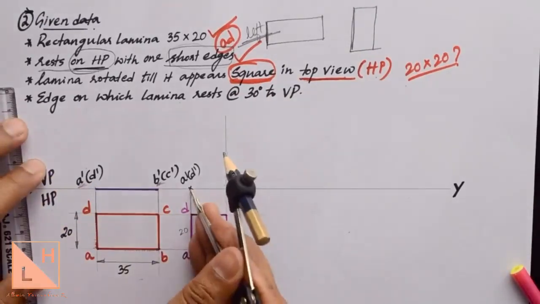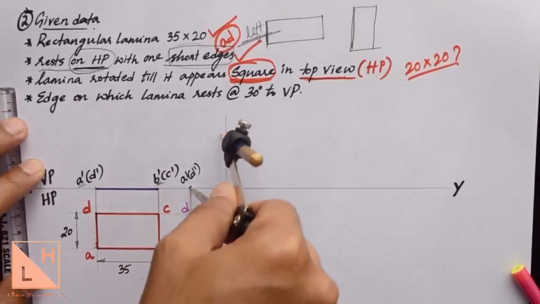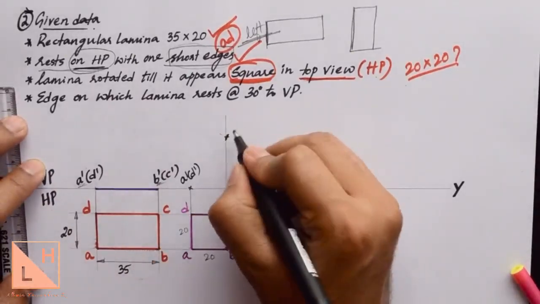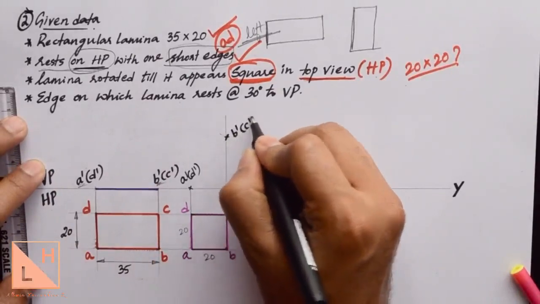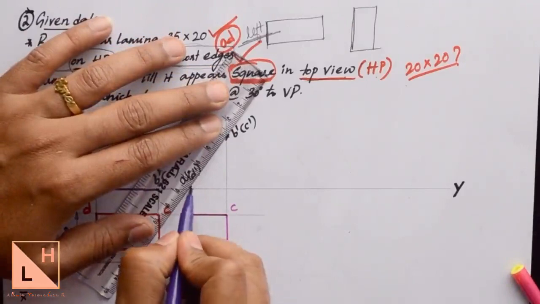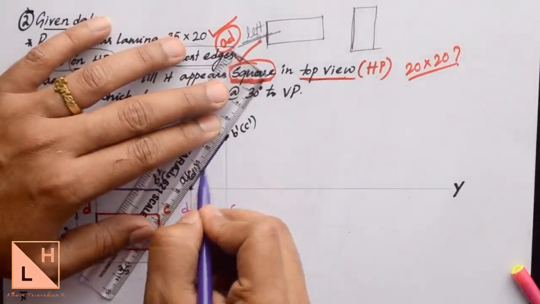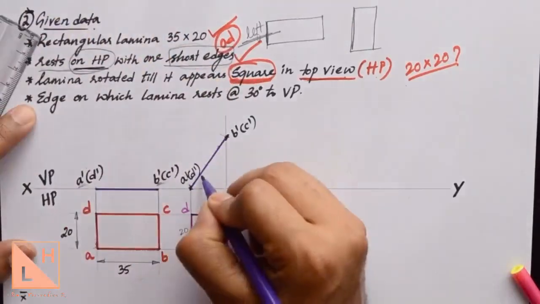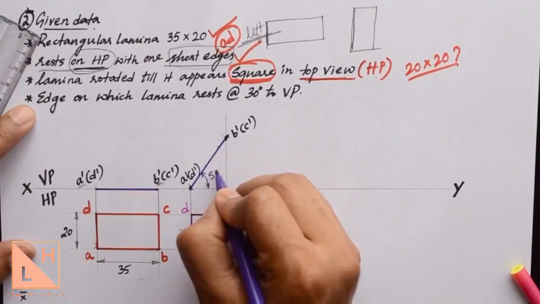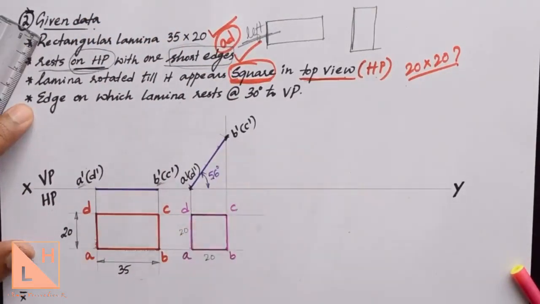Cut the arc keeping the compass needle at A dash and on this projection line. Where it intersects here, that will be the point B dash C dash. Join them with a straight line. This also should be a dark line. So you measure this angle and write it, you will get around 56 degrees.